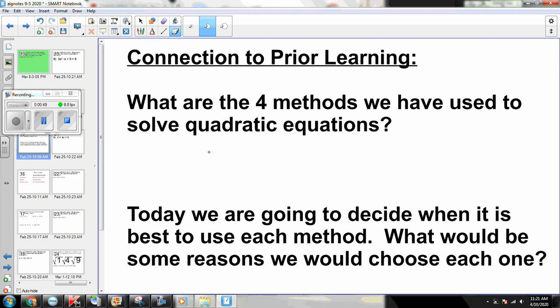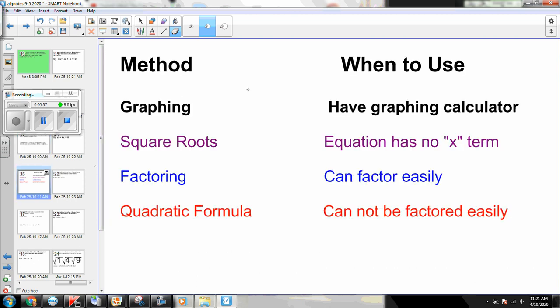If we can get our quadratic equation to factor, that would be a good method to use. So graphing is good if you have a graphing calculator. We're not going to use a graphing calculator, so we're not going to choose graphing. Square roots, we can use square roots if there is no x term. So if we just have an x to the second and we don't have a middle term, it would be good to use square roots.